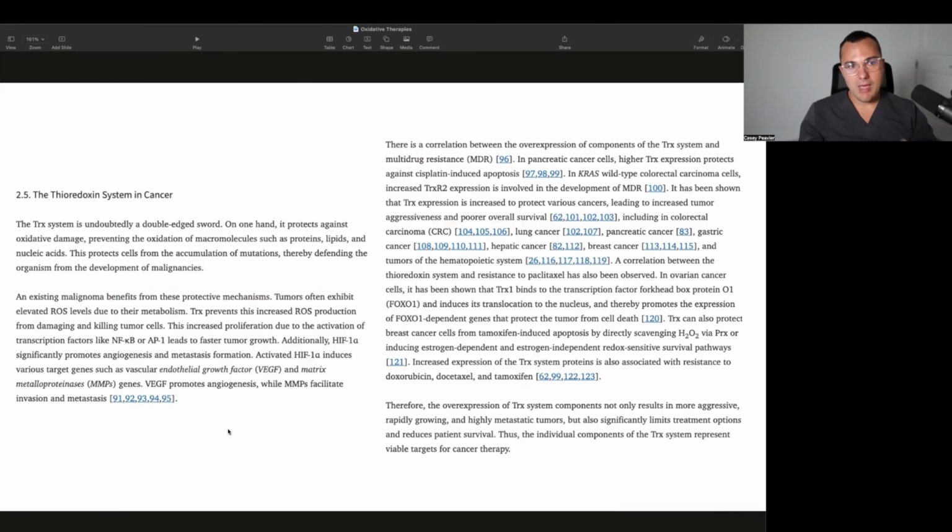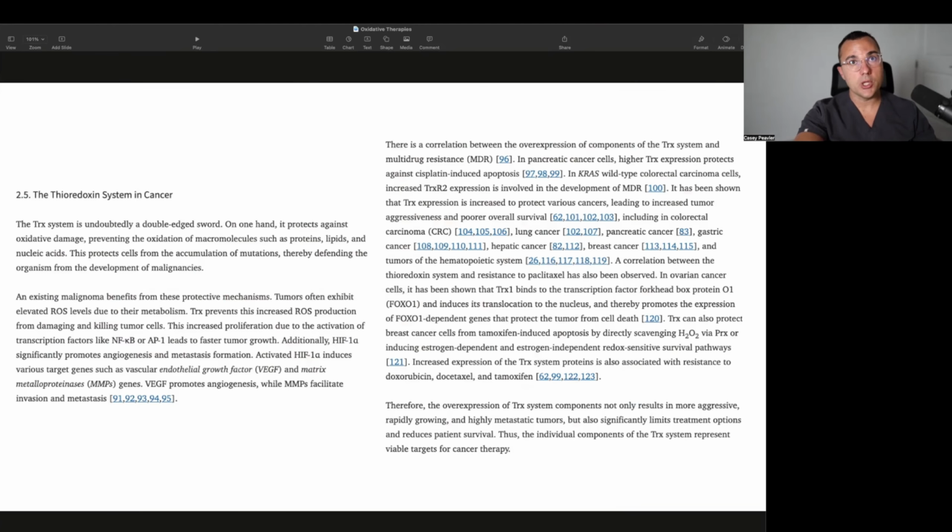I will just add my own little commentary here. It says that it significantly limits treatment options and reduces patient survival. It significantly limits conventional treatment options, right? Because our treatment options of ketogenic metabolic therapy will address this system, at least in part by restricting glucose to these tumors, aka NADPH, aka able to recycle this TRX system.